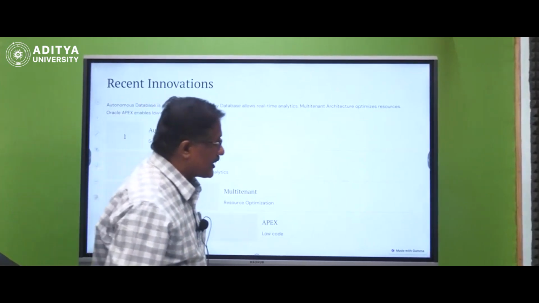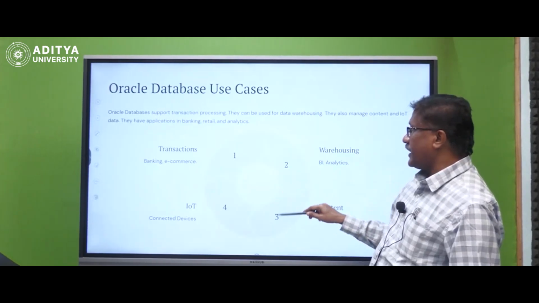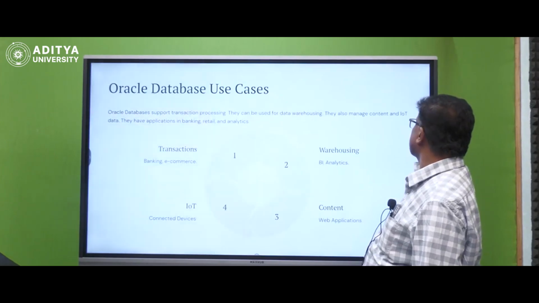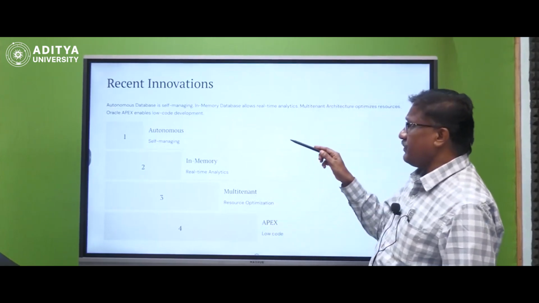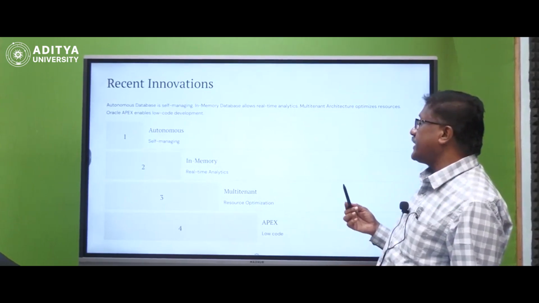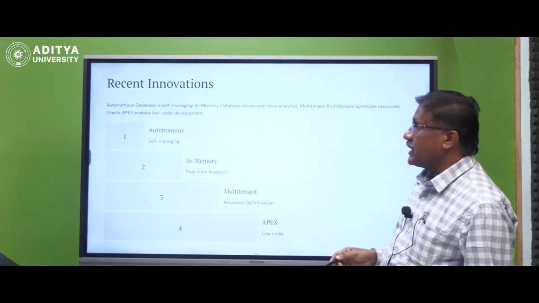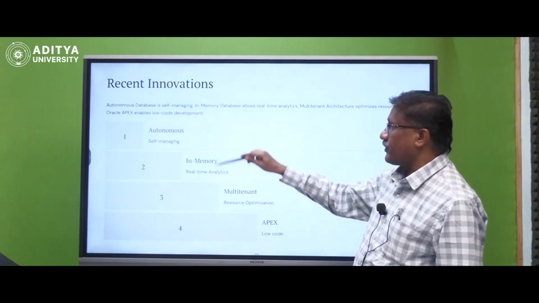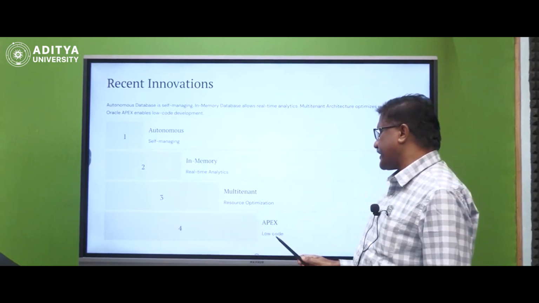What are the recent innovations for the Oracle database? Autonomous, in-memory, multi-tenant, and Apex. The autonomous database is self-managing, and the in-memory database allows real-time analytics. Multi-tenant architecture optimizes resources, and Oracle Apex enables low-code development. That means 1, 2, 3, 4: the first one is autonomous, the second is in-memory, the third is multi-tenant, and the fourth is Apex, low-code.